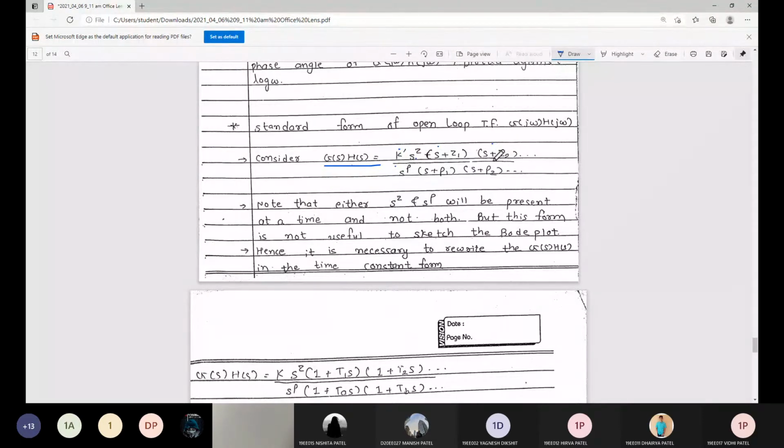Okay, it continues. That means it might have a number of zeros, it might have a number of poles. Okay, s raised to z. What does that mean? And s raised to p. s raised to z, that means suppose the value of z is 1, then what does that mean? Where are the zeros?